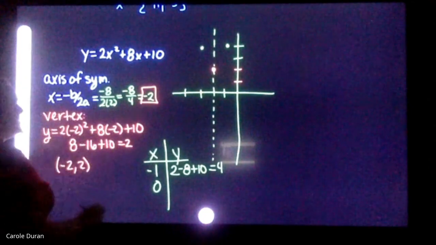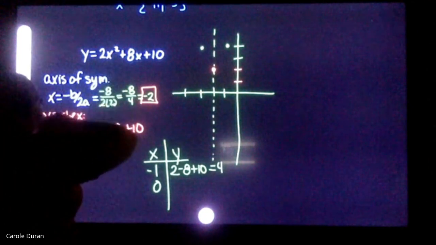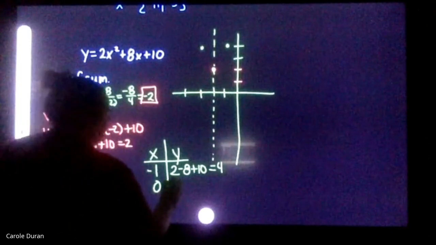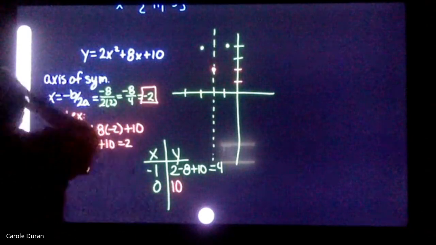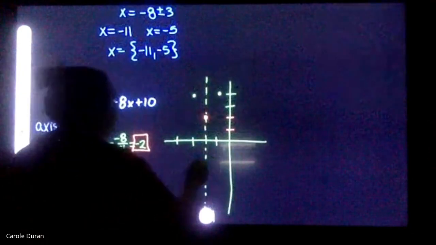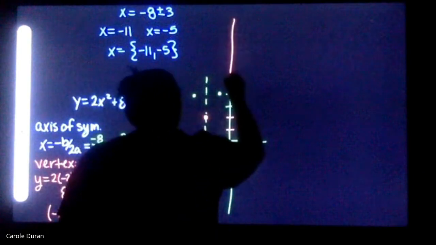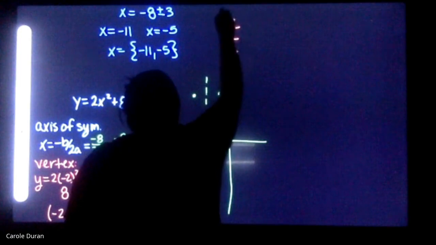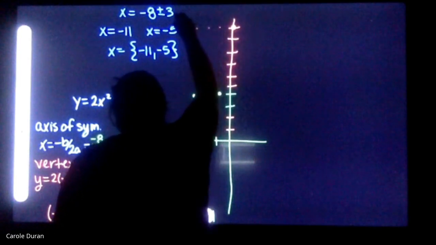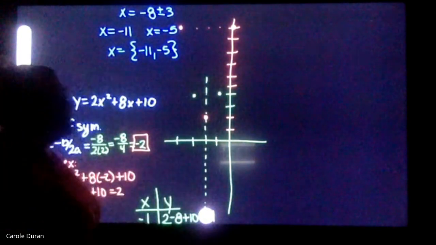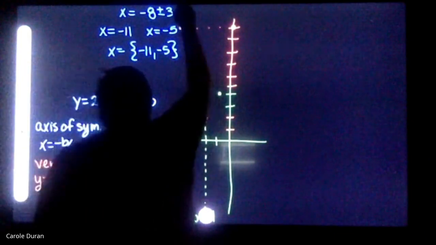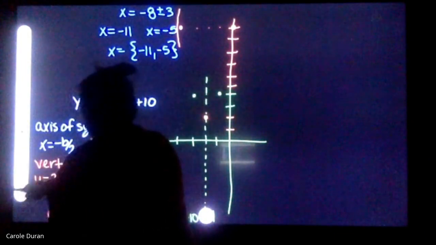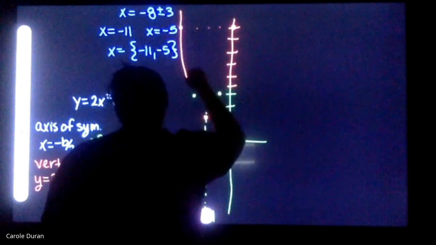I do the same thing with 0. 2 times 0 is 0. 8 times 0 is 0. 0 plus 10 is 10. So that's the next point I'm going to find. And then I find its match on the other side of my line of symmetry. Once I have 5 points, I go ahead and I draw my quadratic as best as I possibly can.